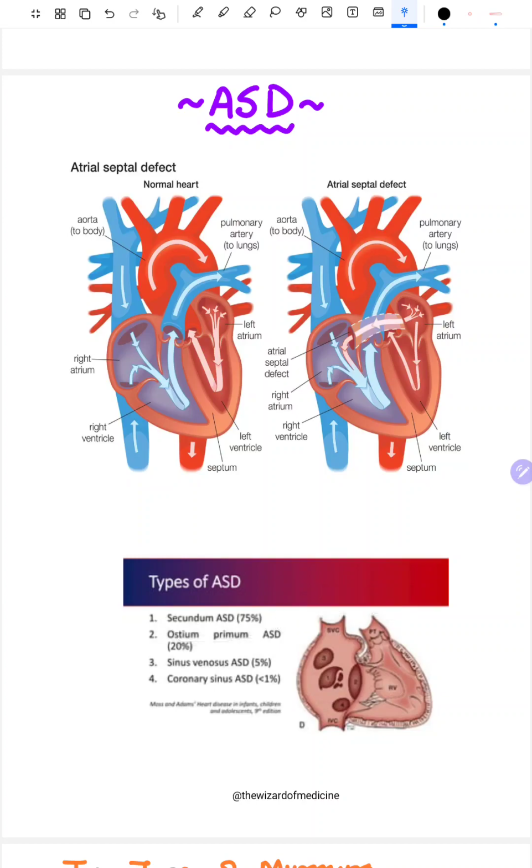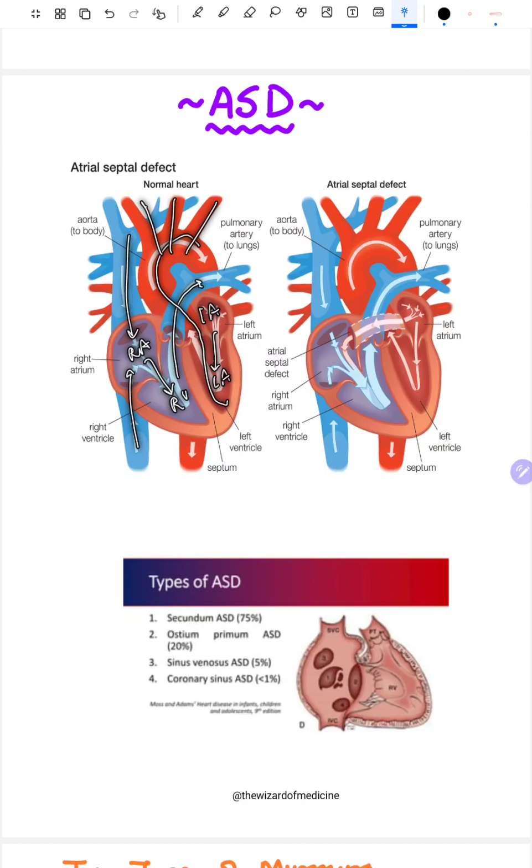Now what about the pathophysiology? In the normal heart, as we discussed last time, the right atrium receives blood from the whole body through the superior vena cava and the inferior vena cava. It moves to the right ventricle, then through the pulmonary trunk to the lungs. From the lungs, the oxygenated blood comes to the left atrium, then moves to the left ventricle, then to the aorta and the systemic circulation.